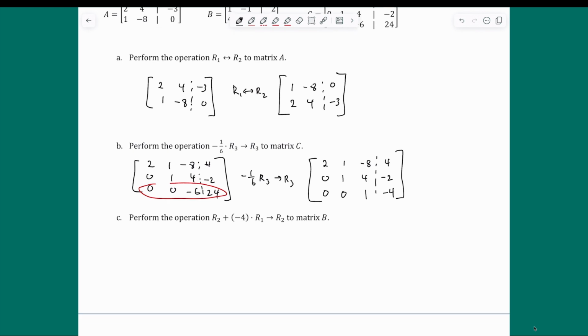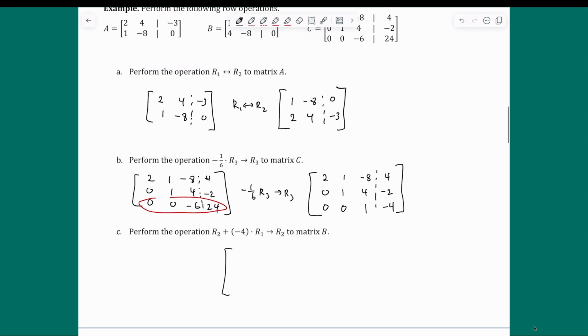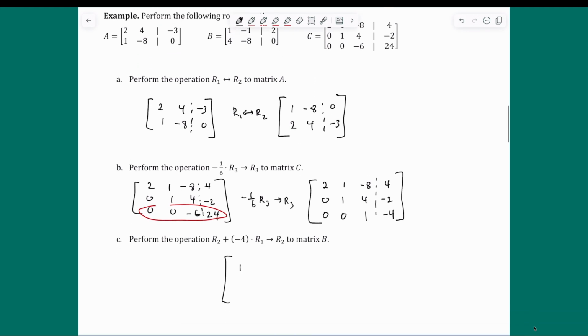All right, the next matrix here, we have basically taking our matrix B here, 1, negative 1, 2, 4, negative 8, 0. And we're performing the operation where we multiply row 1 and then add it to row 2 to get a new row 2. And that means the first row will stay the same, but the second row will change.